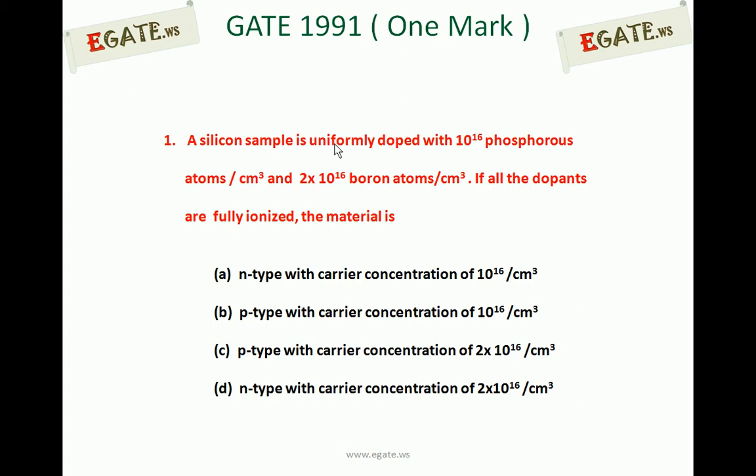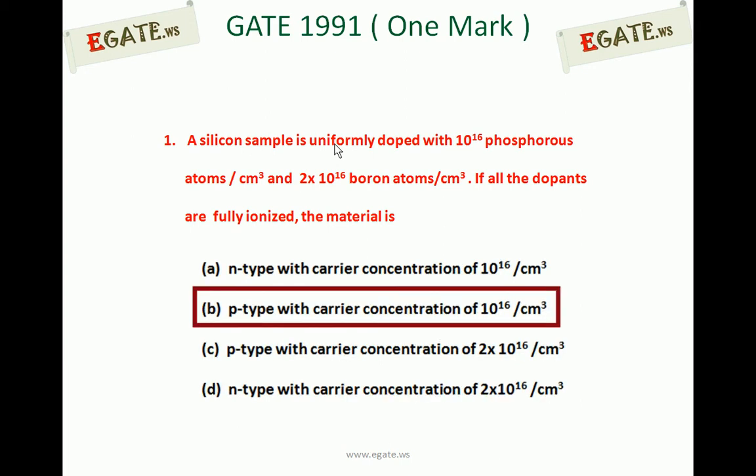The right answer for this question is B, P-type with carrier concentration of 10 power 16 per centimeter cube. Whenever a silicon sample, that is an intrinsic semiconductor, is added with both pentavalent and trivalent impurities and all the dopants are fully ionized, then the material type depends on the concentration of atoms. We will see the details now.